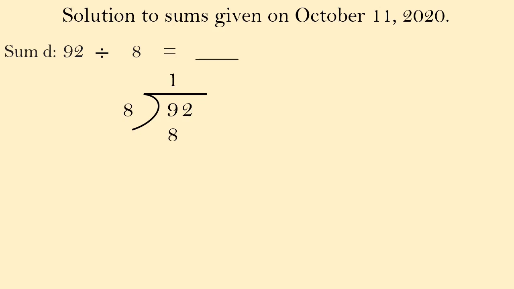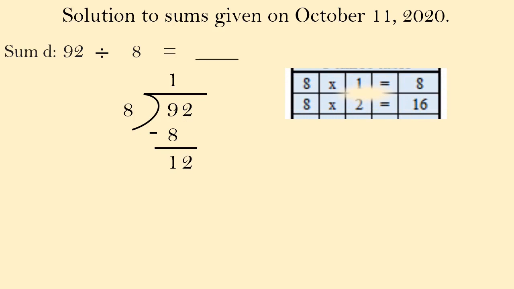8 ones are 8. Remainder is 1. Bring the 2 down. 8 into what will give you 12? A number less than or equal to 12. The next number is 16, so we cannot use 16.